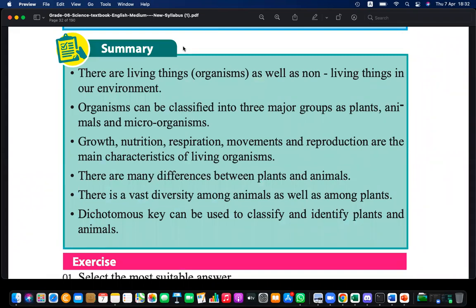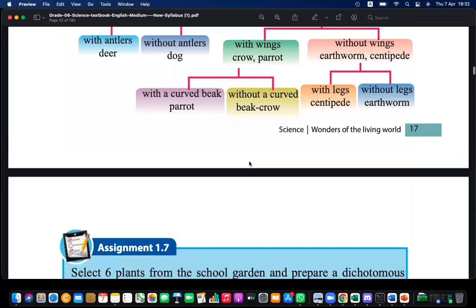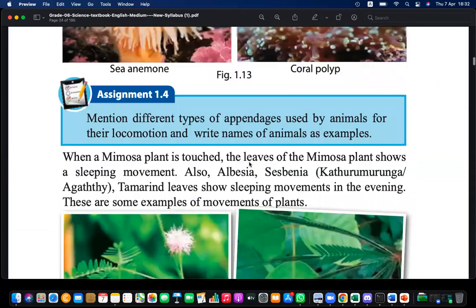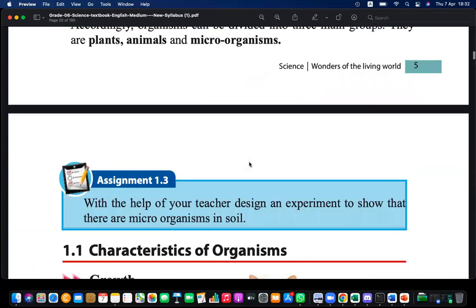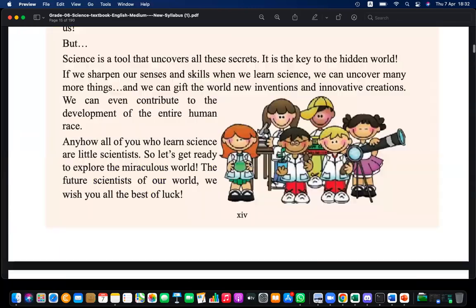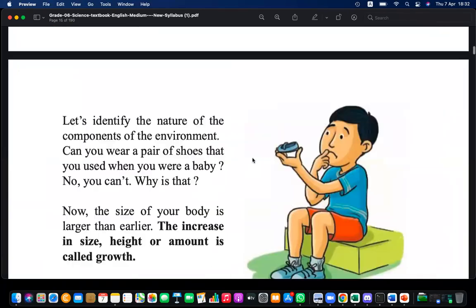As a summary, we learned there are living things around us in this world. There are living animals. What are these? Who are the animals? We learn about 3 categories. So let me remind them again. We learn about 3 categories. That is animals.